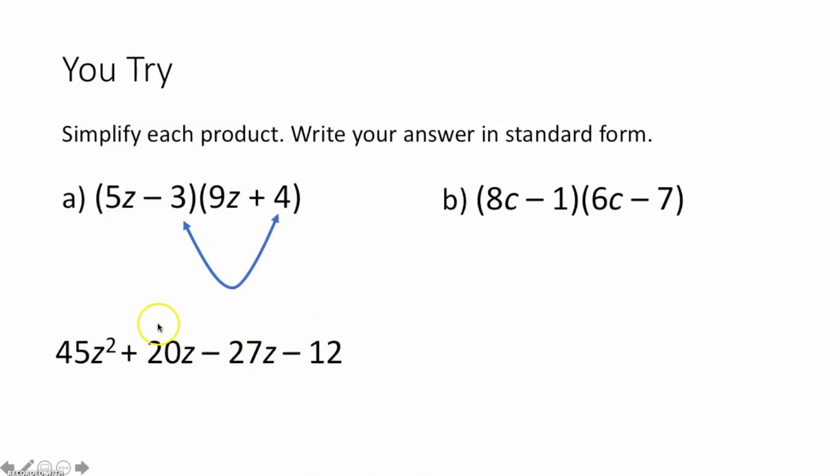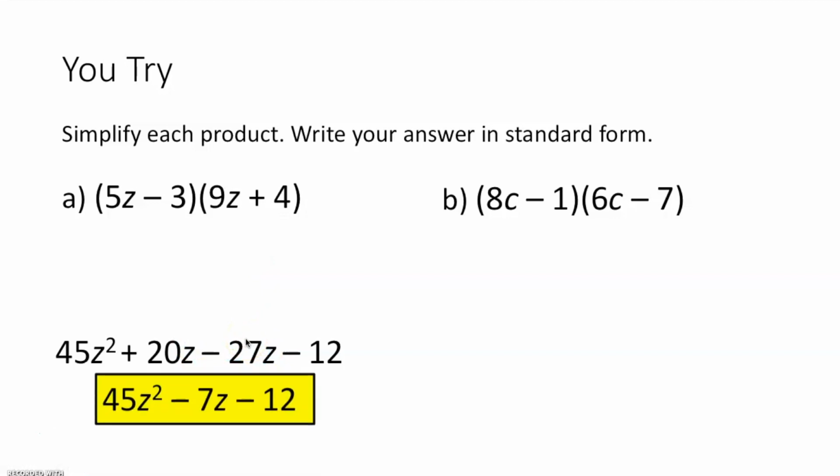We combine our like terms in the middle here. What's 20z minus 27z? That's going to be negative 7z. And you're done. Here, we have our FOILing, so we're going to multiply the first terms together. What's 8c times 6c? That is going to be 48c squared.